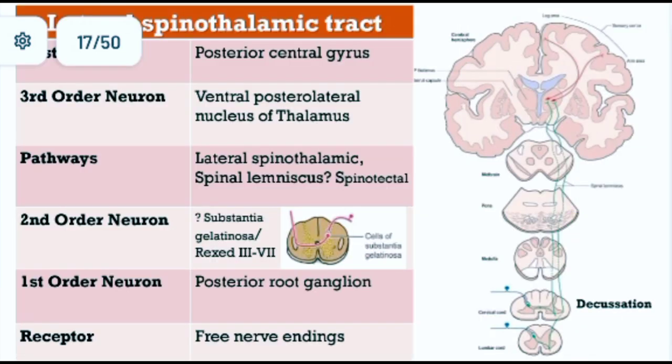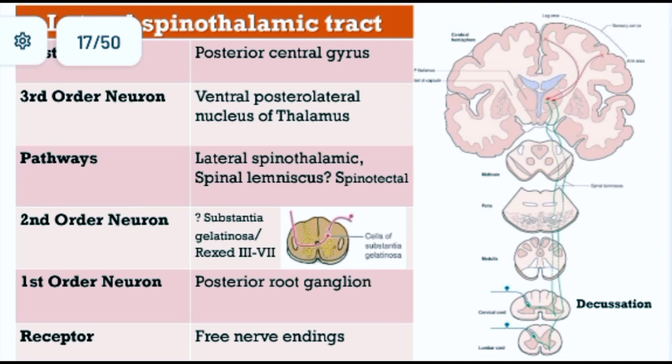So we can start with the lateral spinothalamic tract. What should you know about it? You need to know that the lateral spinothalamic tract is the one that is carrying pain and temperature. You need to know that these are ascending tracts, so they are moving from the periphery going to the central nervous system.